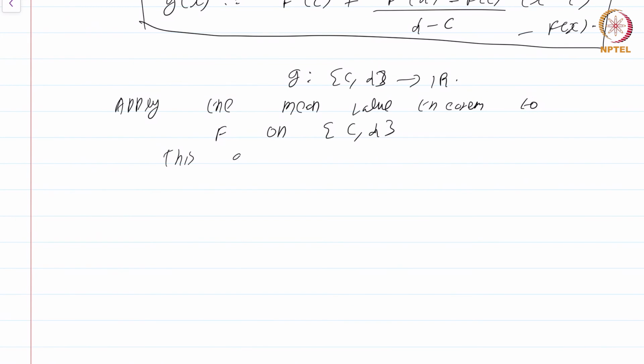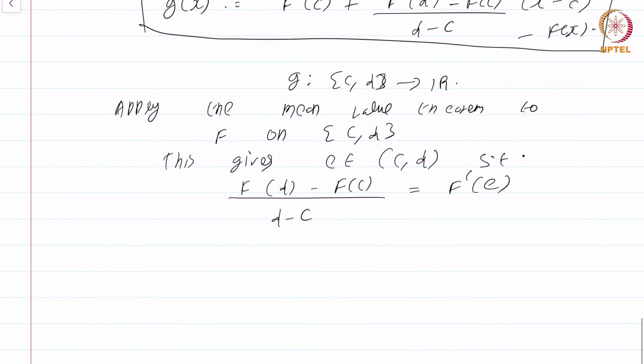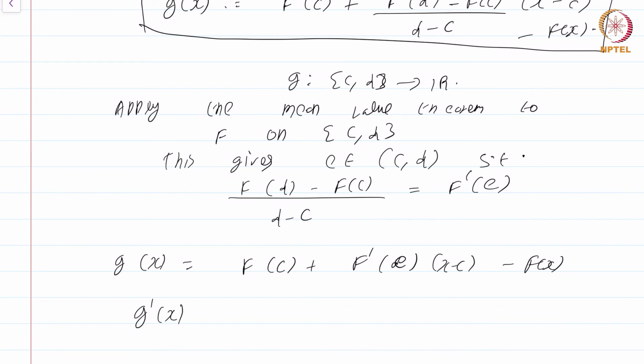This gives E in the open interval (c, d) such that (f(d) − f(c))/(d − c) is equal to f prime at E. Okay, so consequently g of x just becomes f(c) + f'(e)(x − c) − f(x). Therefore g'(x) is just f'(e) − f'(x).